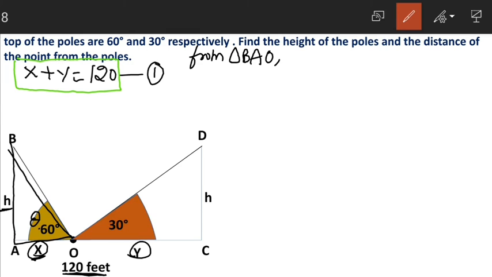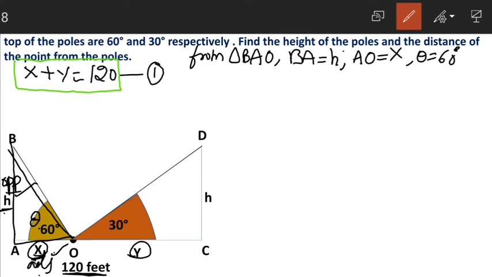Okay, the problem is related to this H and X. Here H is the opposite side and X represents the adjacent side. So we have to choose the trigonometric ratio relating opposite and adjacent. From triangle BAO, clearly the value of BA we are taking as H and AO is equal to X, and theta is 60 degrees here. So for the opposite and adjacent ratio, I am taking tan theta.